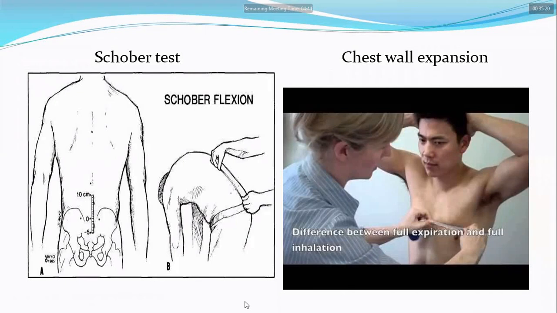Am I clear about the Schober test? Schober and modified Schober.